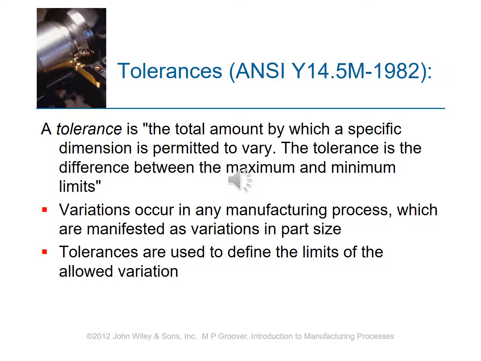ANSI also has a definition for tolerances. A tolerance is the total amount by which a specified dimension, in other words, how big we want it to be, is permitted to vary. It's the difference between the maximum and minimum limits, and there are different ways of expressing that, but basically this is the range you have to be in. It occurs in the manufacturing process, and everything varies, which is manifest by variations in part sizes. Tolerances tell you how much you can vary and still get away with it.